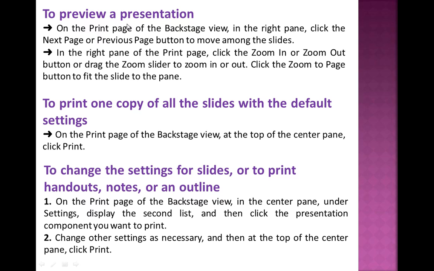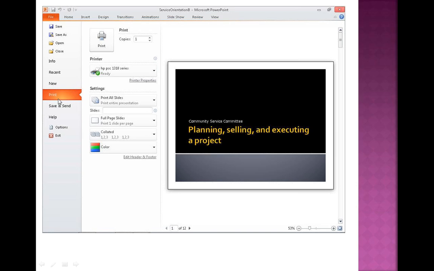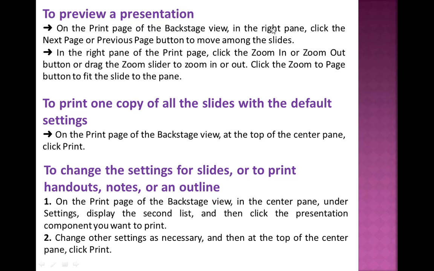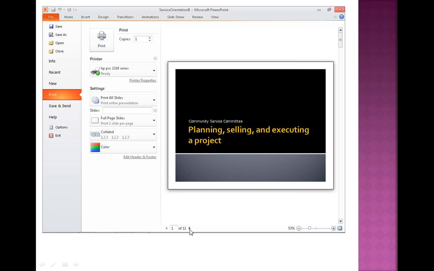Now how to preview? Simply go to the print page. This is a print page. Click in the right pane, click the next page or previous page. These are the pages. Click on either 1, 2, 3, 4. Whenever you click on the 1, 2, 3, 4, it will move from one location, one page or one slide to another.